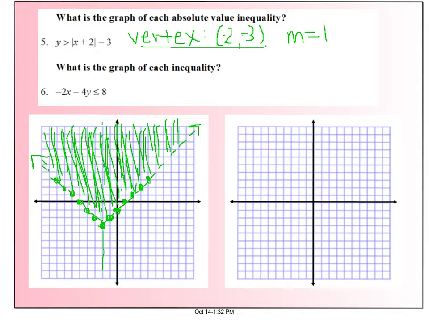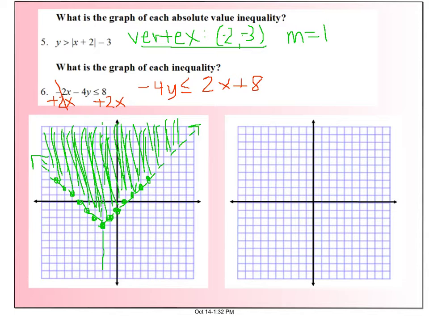So what I'm going to do is start solving this to get my y by itself. What that makes me do is move my x to the other side. So I'm going to add 2x to each side. Makes these go away. And I have negative 4y less than or equal to 2x plus 8.